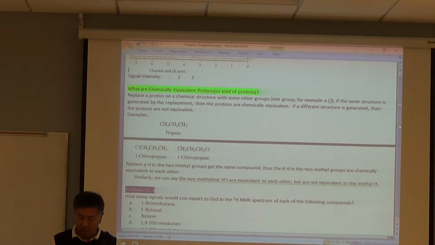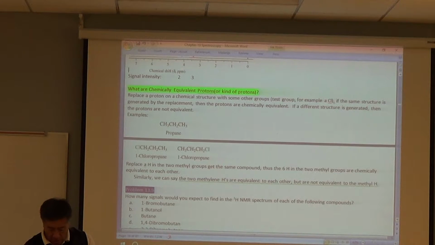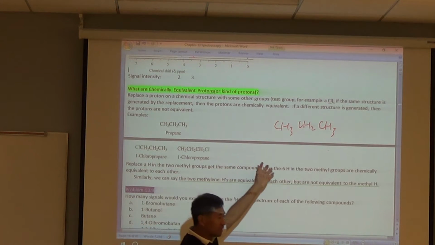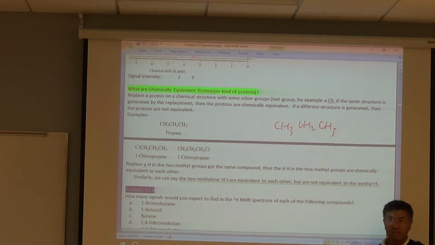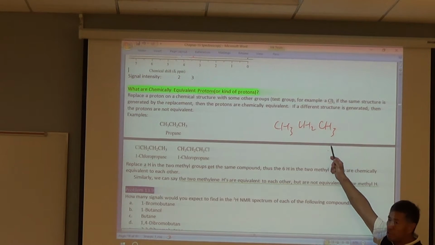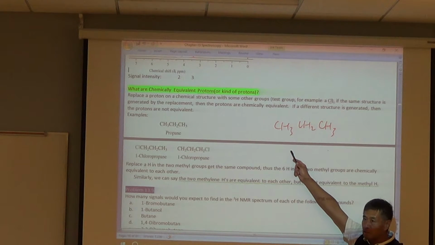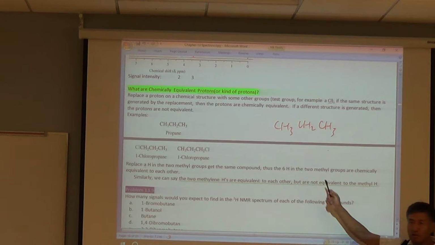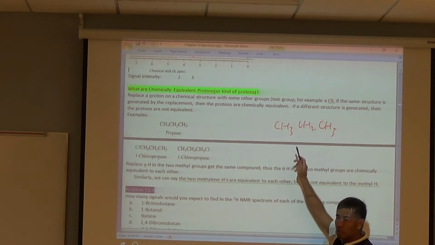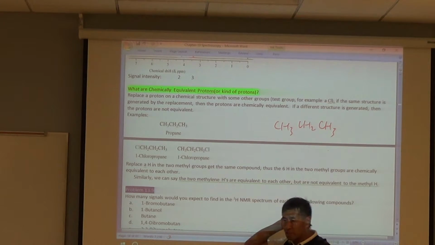So for this propane, obviously you can see you have 2 sets. So this is CH3, and CH2, and CH3. So this CH3 on the left side and that CH3 on the right side are the same. Because if you replace the H here by chlorine, you get 1-chloropropane, and if you replace the H there by chlorine, you also get 1-chloropropane. But if you replace the middle one, you get 2-chloropropane. So we have 2 sets. Both of these give you 1 signal, then the middle one gives you another signal.